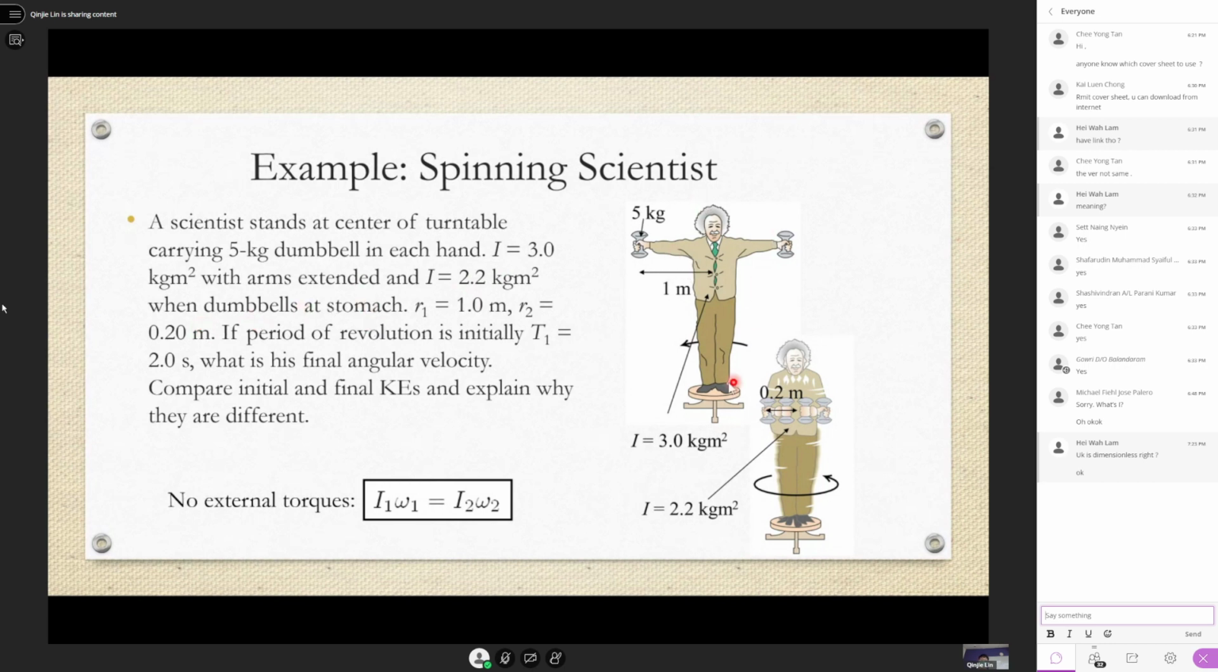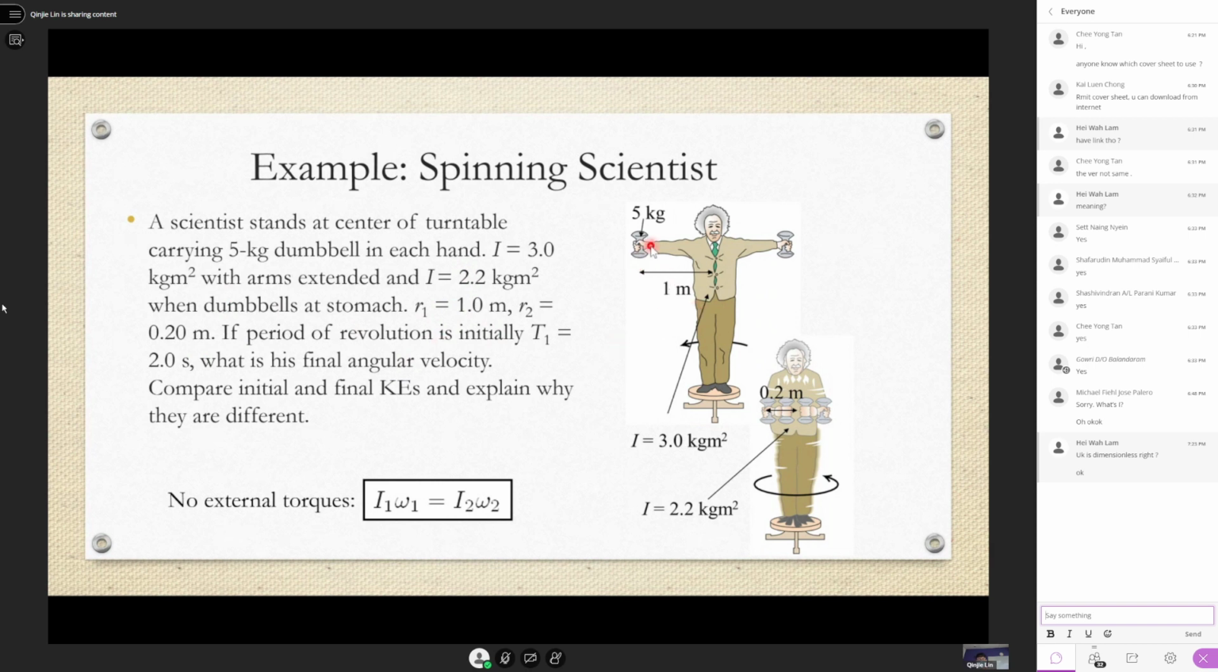So for his body himself, let's not talk about the dumbbell first. When he stretches out his arms, he will have a moment of inertia of 3. When he puts his arms to his body, he will have a lower moment of inertia. That's given to you. What's also given to you are R1 and R2.